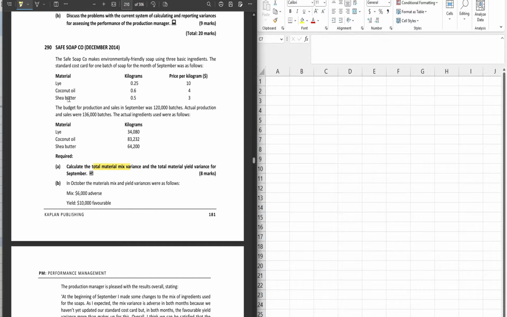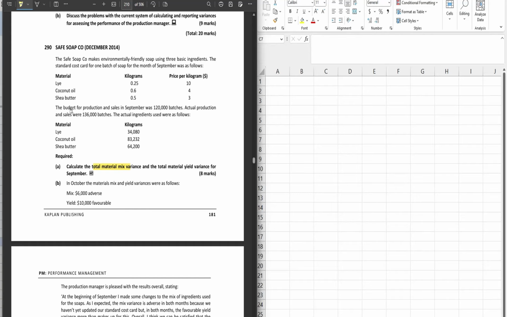So even if you calculate the mix variance for each material, if you don't calculate the total material mix variance, you will lose the mark. You will get some credit, because that's the process we follow to reach the final part of the calculation, the total material mix variance. But if you have done everything and have not calculated the total material mix variance, you will lose some of the marks allocated to it. Similarly, they also ask us to calculate the total material yield variance.